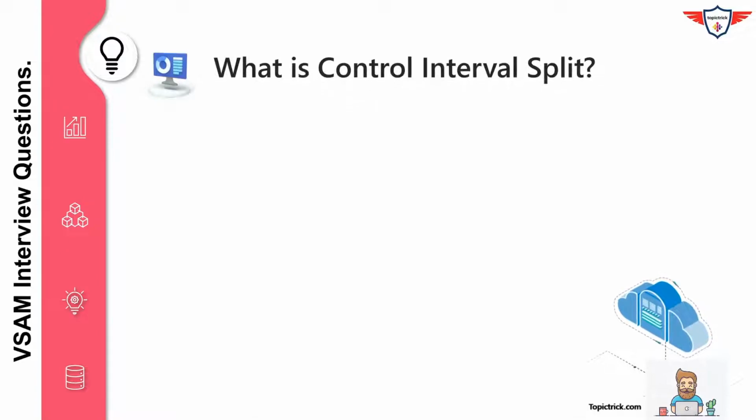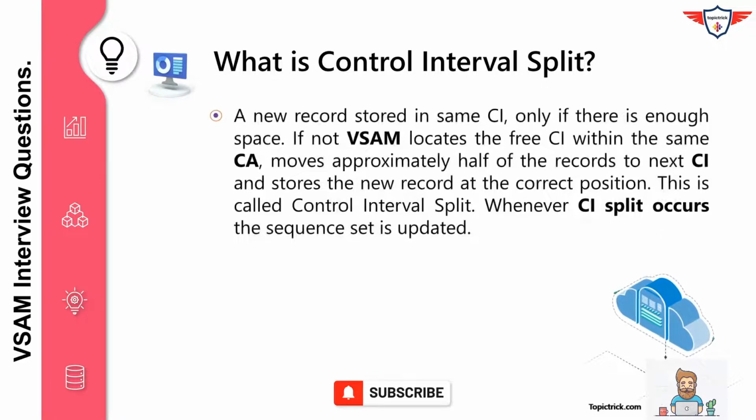What is control interval split? A new record is stored in the same CI only if there is enough space. If not, then VSAM locates a free CI within the same CA, moves approximately half of the records to the next CI, and stores the new record at the correct position. This is called control interval split. Whenever a CI split occurs, the sequence set is updated.